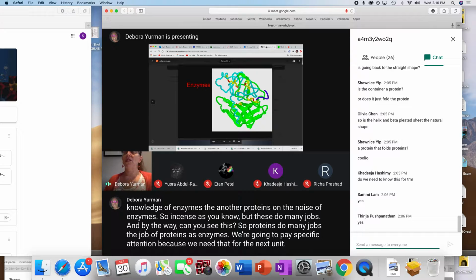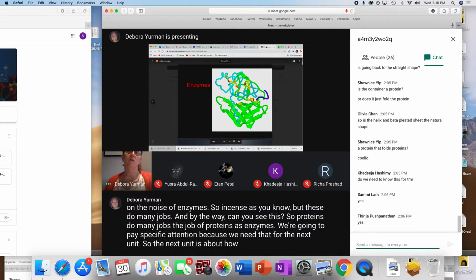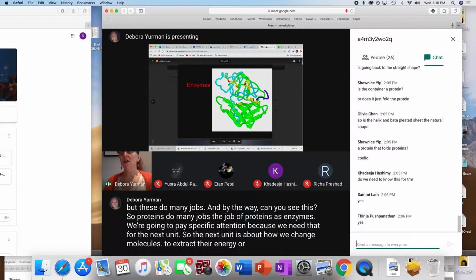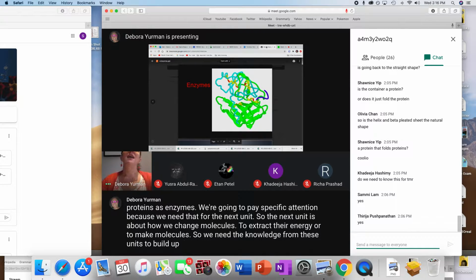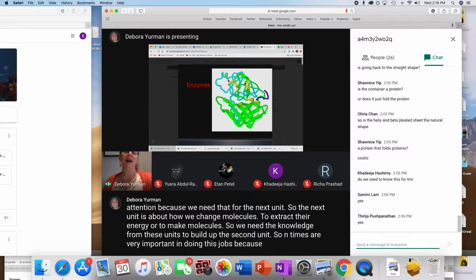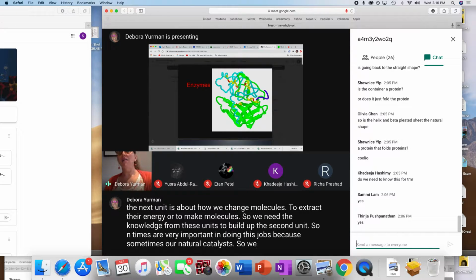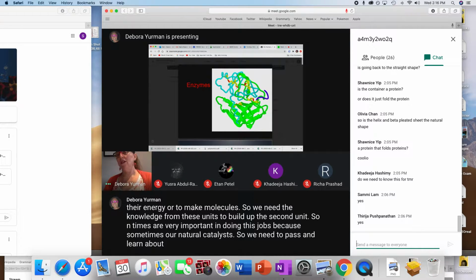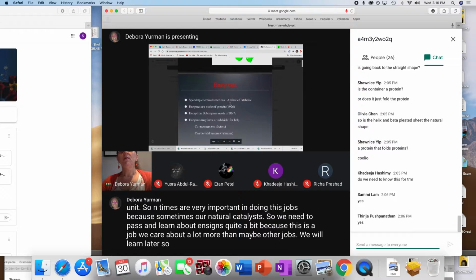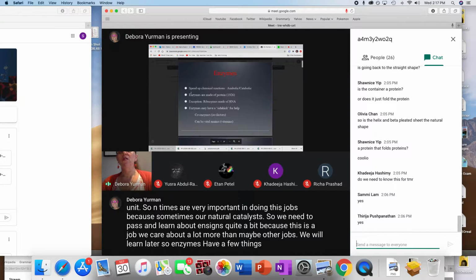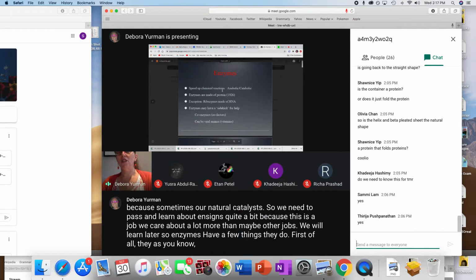The next unit is about how we change molecules to extract their energy or to make molecules. So we need the knowledge from this unit to build out the second unit. Enzymes are very important in doing these jobs because enzymes are natural catalysts. So we need to pause and learn about enzymes quite a bit because this is a job we care about a lot, more than maybe other jobs we will learn later. Enzymes have a few things they do. First of all, as you know, they speed up reactions.